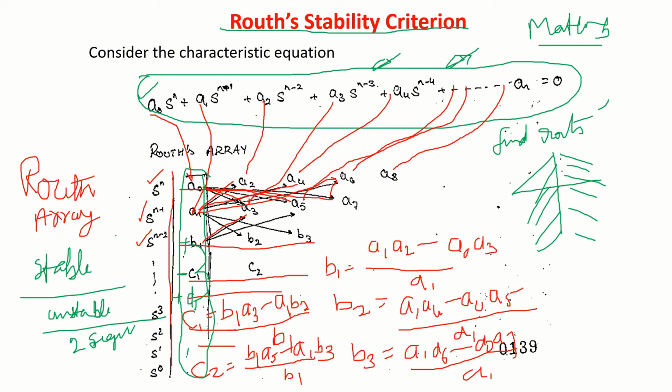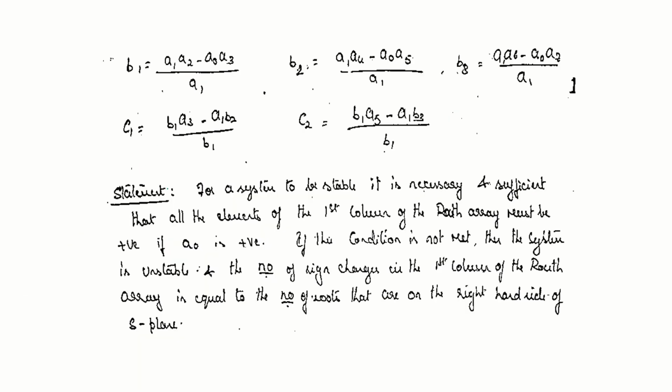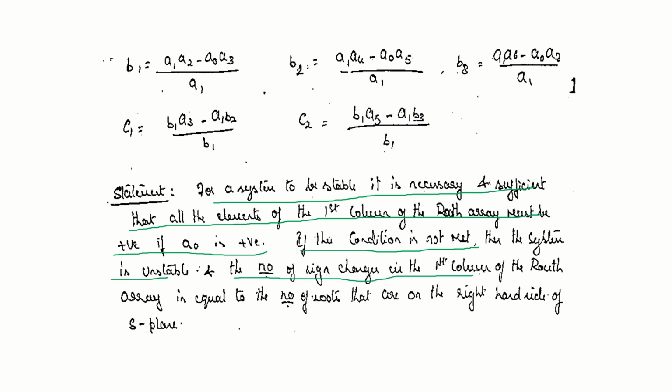Okay. So now we will state like this. For a system to be stable, it is necessary and sufficient that all the elements of the first column of the Routh array must be positive if A0 is positive. If this condition is not met, the system is unstable. The number of sign changes in the first column of the Routh array is equal to the number of roots that are on the right hand side of S plane. Okay, that is the statement.